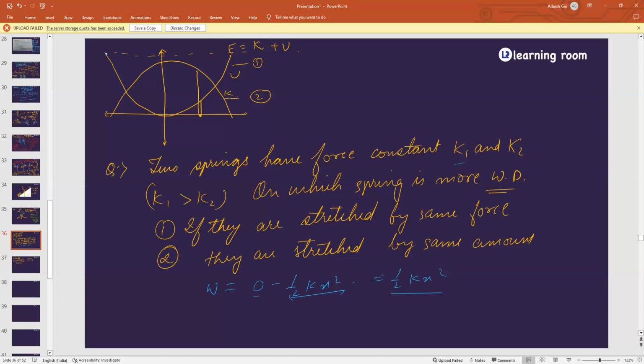Now, in the first case, they are asking that if we stretch them with the same force, work done in one will be half k1 x1 square. Force does not come here. Work done in two is half k2 x2 square. How will we include the force? The force that is produced inside the spring is nothing but k into x. Agree? Yes, sir. We don't know how much displacement has been provided in the first condition, so we can replace this displacement term with F by k.